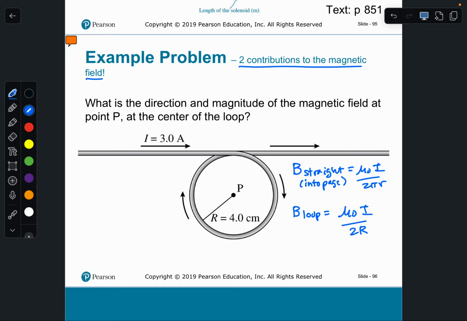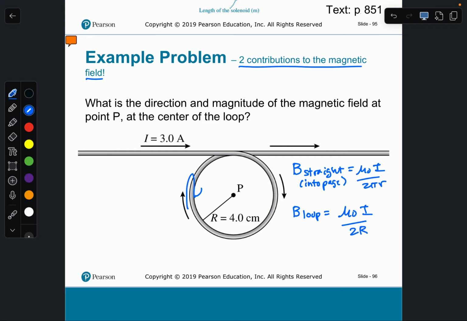And then what about my loop? You might be tempted to curl your fingers like this, but your fingers are the current direction, so my fingers need to follow those curved arrows, like this. And then I'm going to spin them around that current. So I'll park my thumb right here. That's my thumb. And the point P is to the right, so I'm going to stop my fingers when they're to the right of my thumb. And they're going to be pointing into the page as well. See that? So B loop also points into the page.